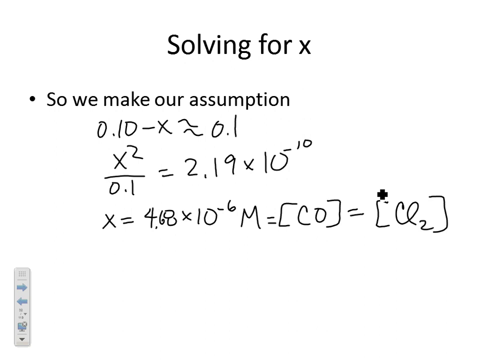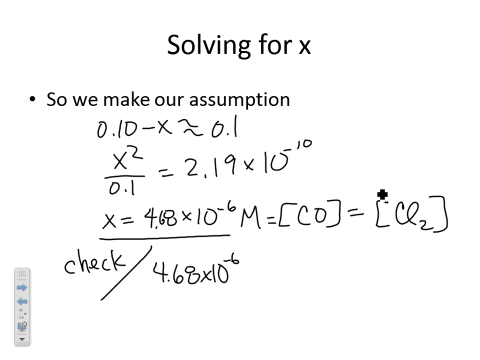But remember, you need to check your assumption. The way you check your assumption to see if it's less than 5% ionized is simply do your x value, which is basically the percent essentially that's associated, the percent products essentially. So you're going to do your x value, 4.68 times 10 to the minus 6, and then you're going to compare it to the thing that you subtracted it from, 0.1. You want to make sure that basically x is less than 5% of the thing that you compared it to. So I'm checking to see that x is in fact less than 5% of 0.1.